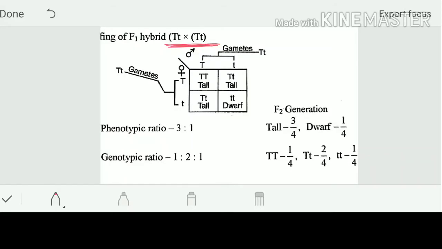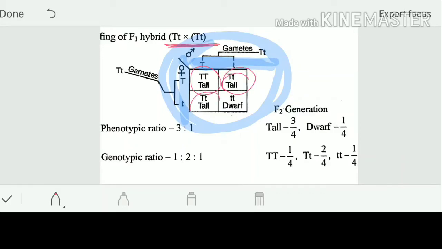Remember, what I've made is called a Punnett square. Please deal with all the gametes on the horizontal line. Always remember, if you are preparing for a competitive exam, all the gametes on the horizontal line are male gametes, and the gametes on the vertical line are female. In a simple cross here, capital T and capital T will make tall. Another capital T and small t gives again tall.